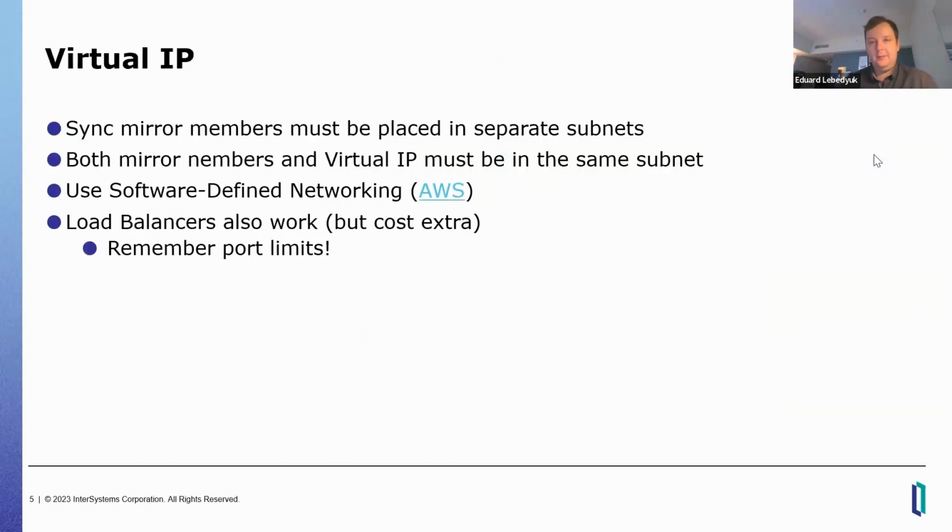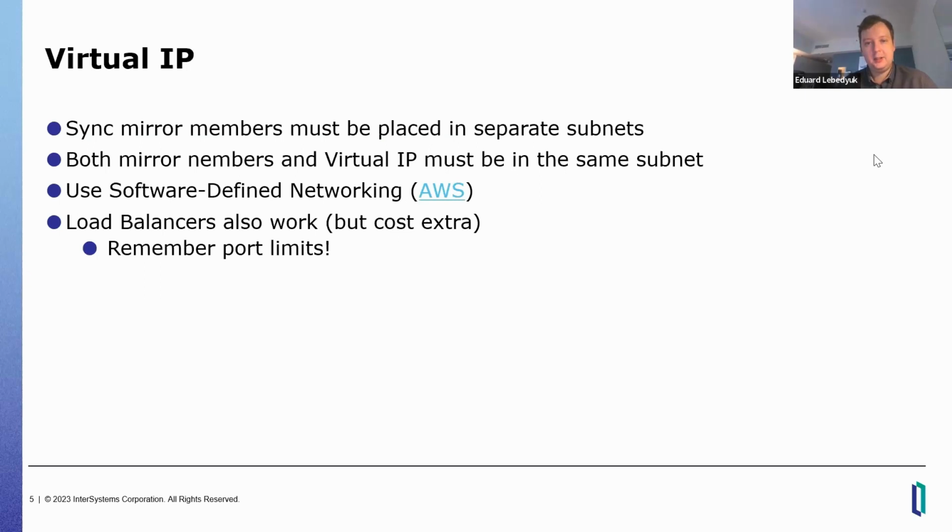So one of the issues our clients encounter is virtual IPs, which is a requirement for HL7 shops primarily, but really for all highly available Iris deployments. And the problem is as follows. Sync mirror members must be placed in separate subnets, usually in a hyperscaler cloud, you have the requirement that one subnet is in one availability zone.